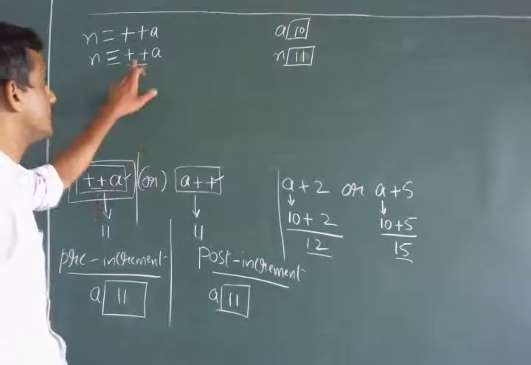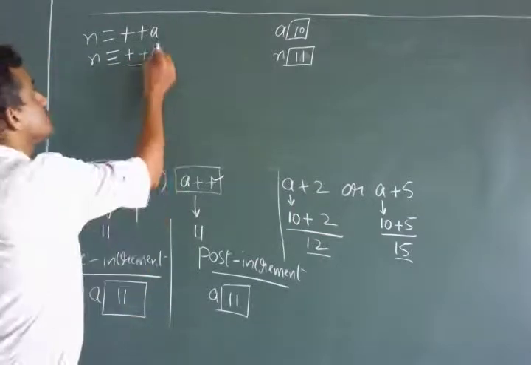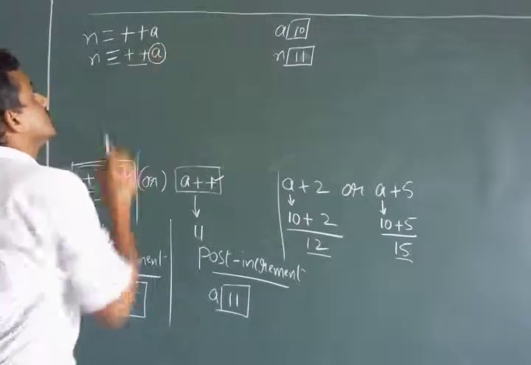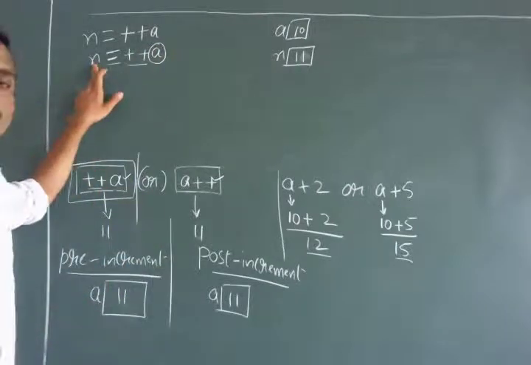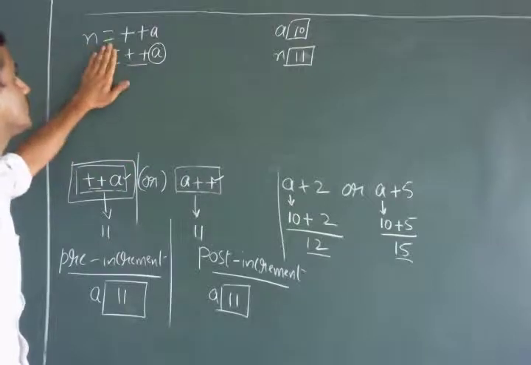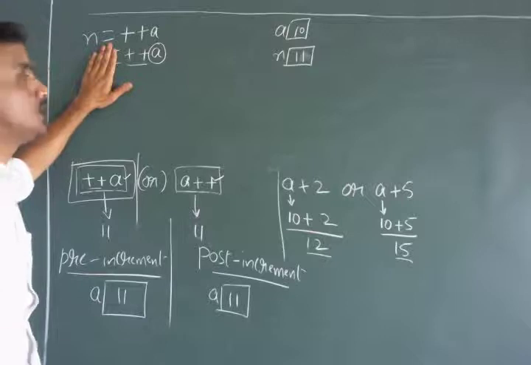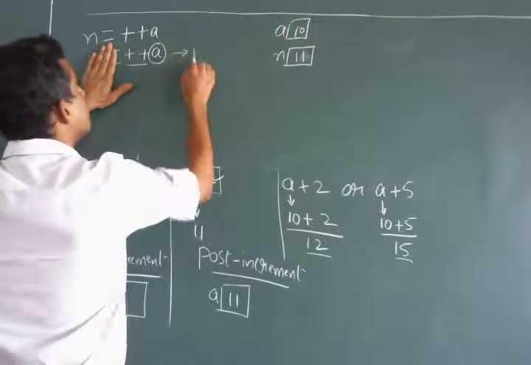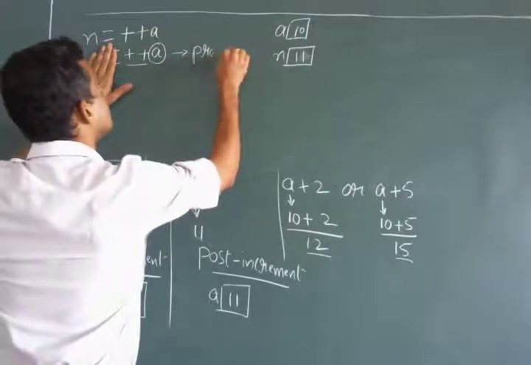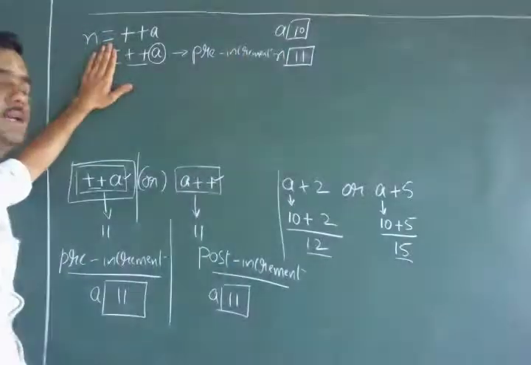So you just see where plus is there. Plus is present before this variable. You don't consider it for variable n. If you consider it for variable n, it is present after n. Don't consider this, consider this. It is present before the variable. So this process is called pre-increment. Okay, this process is called pre-increment.